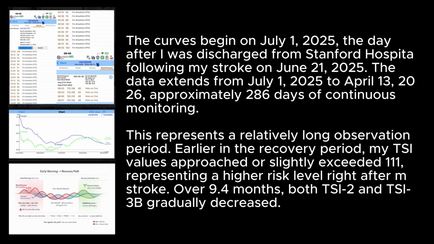The curves begin on July 1, 2025, the day after I was discharged from Stanford Hospital following my stroke on June 21, 2025. The data extends from July 1, 2025 to April 13, 2026, approximately 286 days of continuous monitoring. This represents a relatively long observation period. Earlier in the recovery period, my TSI values approached or slightly exceeded 111, representing a higher risk level right after a stroke. Over 9.4 months, both TSI2 and TSI3b gradually decreased.